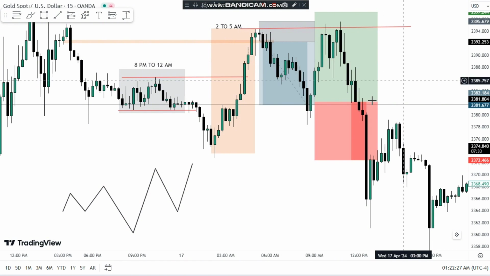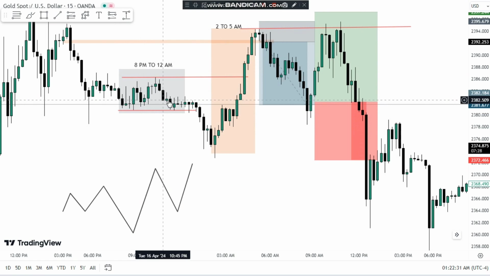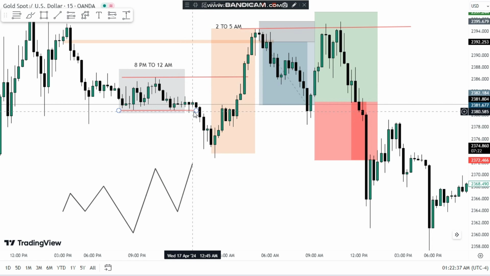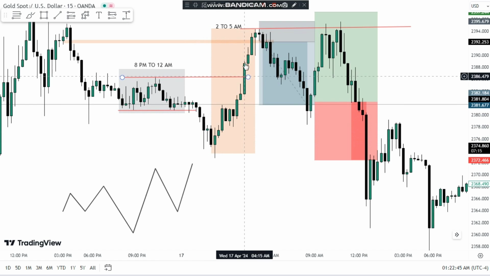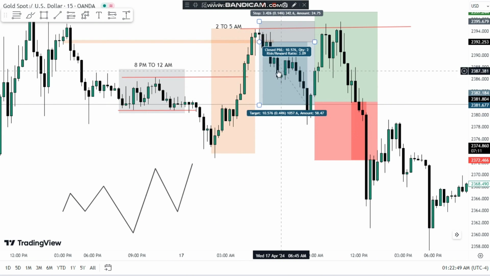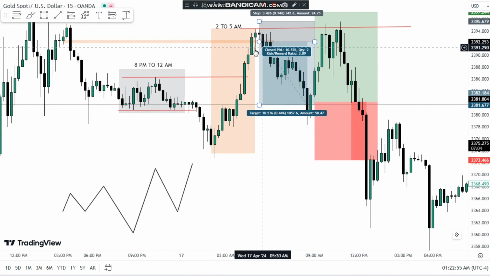So this is how the ICT unicorn model looks like. You get a consolidation during the Asian kill zone, okay? Then you get a sweep, okay? Either sweep of the highs or the lows. In this case, we got the sweep of the lows. So now the price will go up, but you won't take entry here because this will be just for the confirmation of our shorts. So once the price went up, it reached there and it closed below this fair value gap after the 5 a.m.